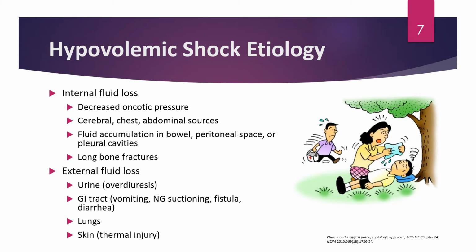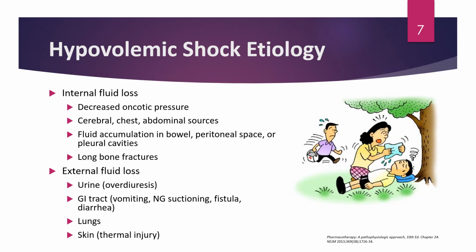So say a patient develops a brain bleed or a GI bleed, for example, that can actually result in internal fluid loss. You might have fluid accumulation in the bowel, the peritoneal space, or the pleural cavities, kind of like what we talked about earlier with third spacing. And whenever you third space, you lose that volume in the bloodstream. Long bone fractures can also be a result of internal fluid loss, and we see this in trauma patients.